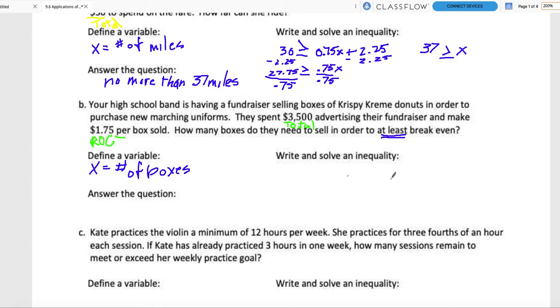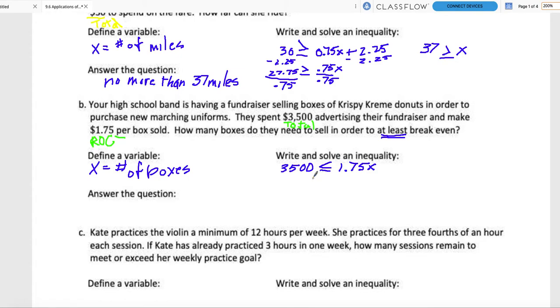Okay? Now remember, we're doing these in slope-intercept form, so I've got a Y on this side, which we said is a total, so there's my $3,500. On this side, I've got the rate of change with the variable. And now I need to figure out what at least means. Okay, so I want to make this, but I'd be happy if I made more than that. So I want this side to be greater than or equal to this. At least tells me that.